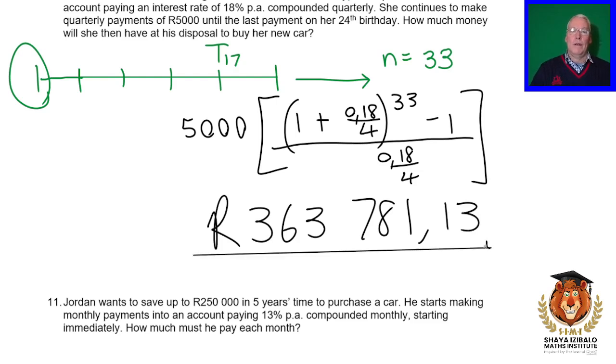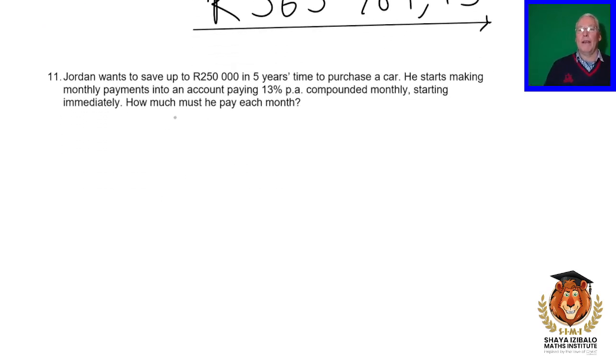All right. Here's another one. Jordan wants to save up to 250,000 Rand in 5 years to purchase a car. He starts paying immediately, all right? And again, because of this word immediately, we're going to have 1 extra payment. In 5 years, normally you would have 60 monthly payments. We're going to have 61.